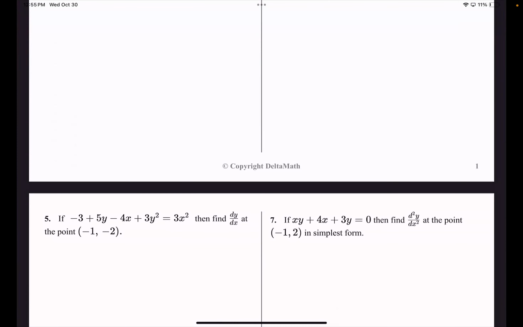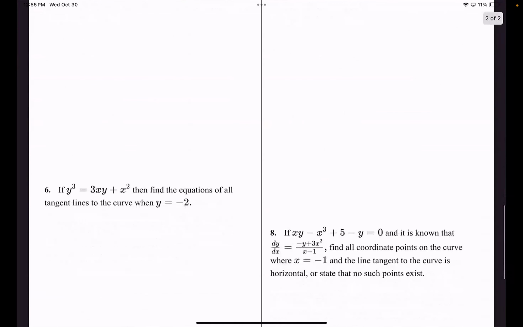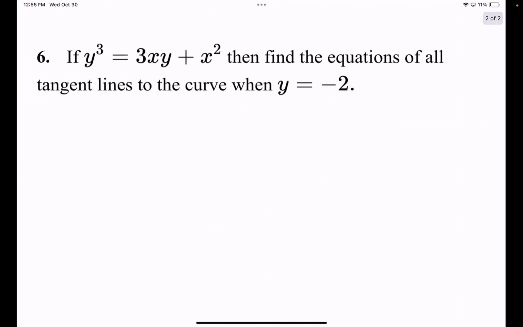Number 6. Sure. It's just about the answer key though. So I got the equation y minus 2 equals negative 1/3 times x minus 2. But I got that when x equals 2, but on the answer key it says when x equals 4. Yeah, I don't know. Let's check it out.